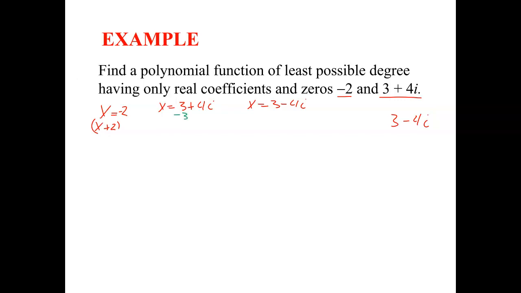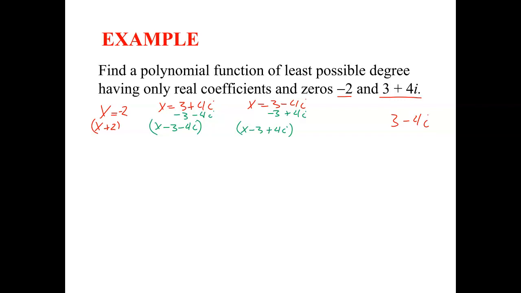I want to subtract 3 and subtract 4i from both sides. x minus 3 minus 4i. So it's just a little bit longer because we have that complex term, but the process is still the same. That's one of my factors. I want to subtract 3 and add 4i to both sides. x minus 3 plus 4i. That's my third factor. So now I have all three factors.